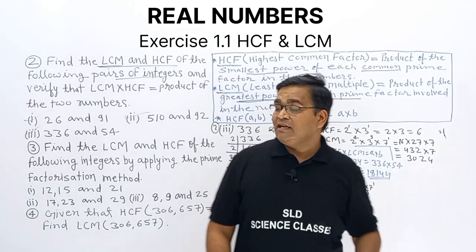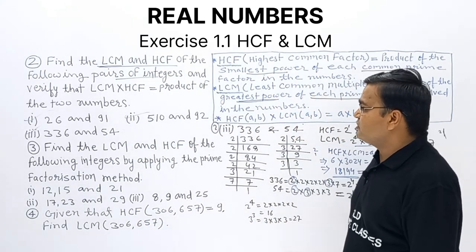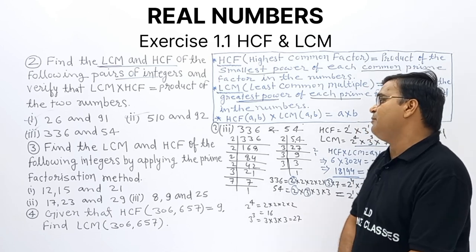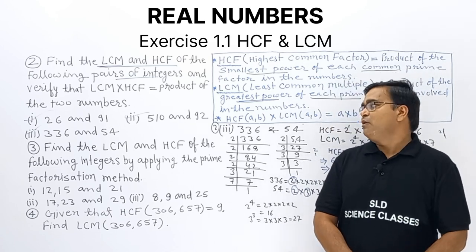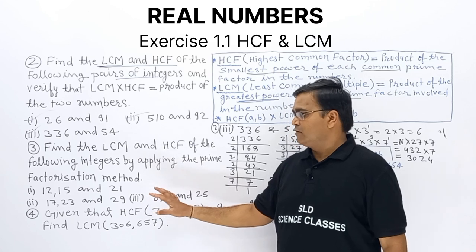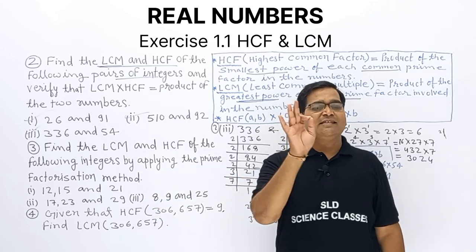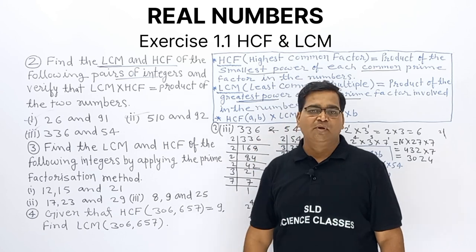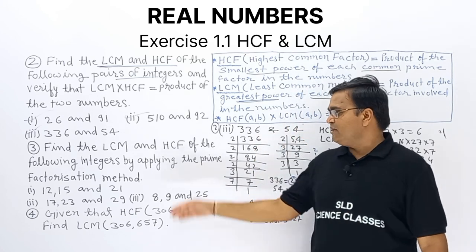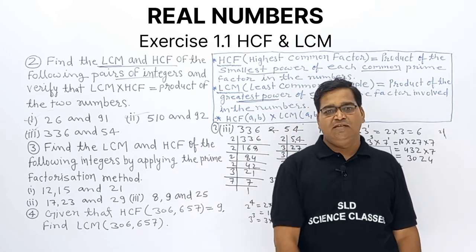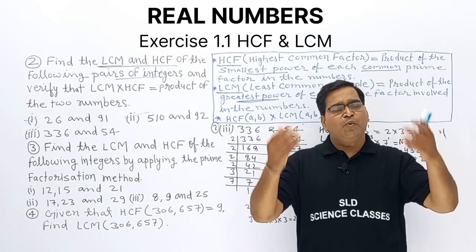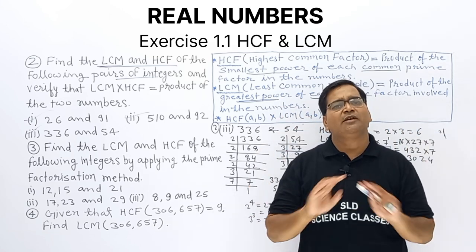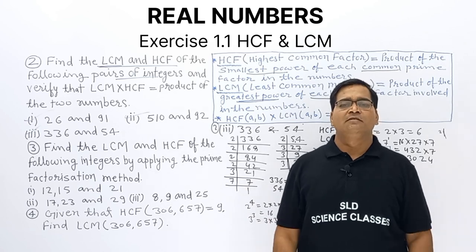Now I am going to discuss the next question. And the next one is what? Question number 3: find the LCM and HCF of the following integers by applying the prime factorization method. But what is the difference between both questions? In both we want the HCF and LCM, but in this question two numbers are given, one pair of integers, but in these questions three numbers are given. If 3 numbers, 4 numbers, 5 numbers are given, we can find the HCF and LCM, no doubt at all.